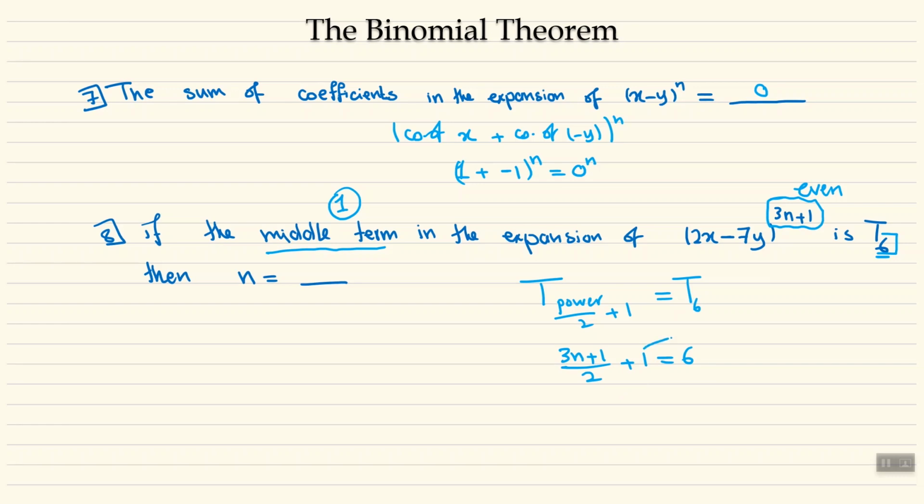Solve this for n. So transpose. So (3n plus 1) over 2 equals 5 because it's 6 minus 1. Cross multiply. 3n plus 1 equals 10. Transpose the 1. 3n is equal to 9. Divide by 3. So n is equal to 3. So the value of n here is 3.